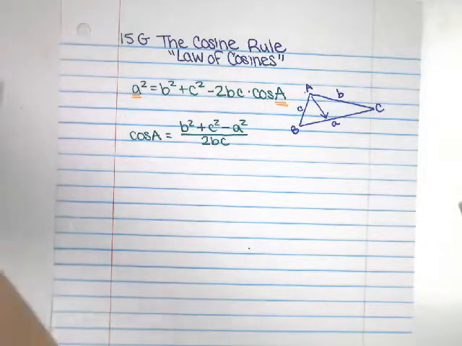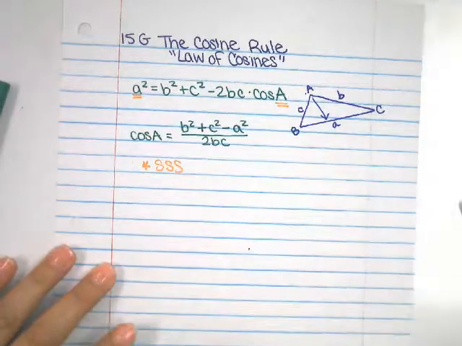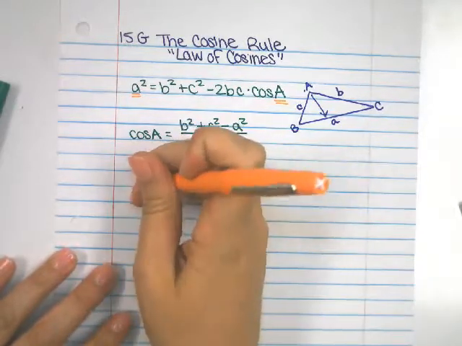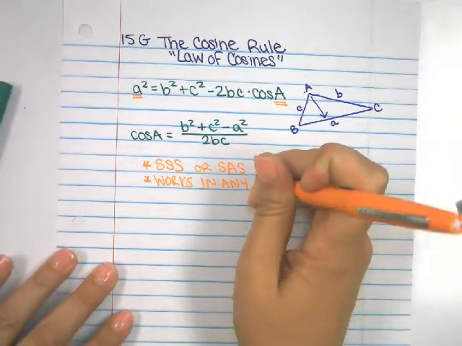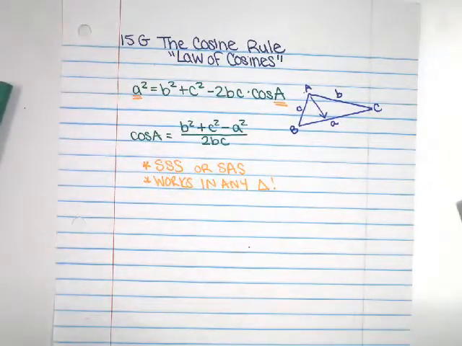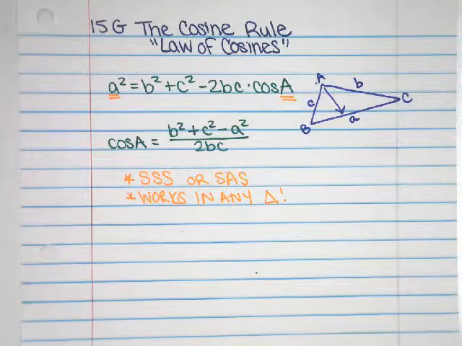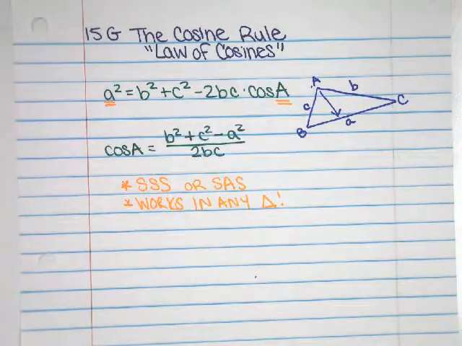We're going to use this for triangles that are side, side, side, so 3 sides are given, or side, angle, side. Also, this works in any triangle. It's not like our stuff from the beginning of this, when we did 15 A, B, C, D, E. That stuff only works with right triangles, where you have a hypotenuse, opposite, and adjacent. The law of cosines, and next time the law of sines, works in any triangle, so acute, obtuse, or right.